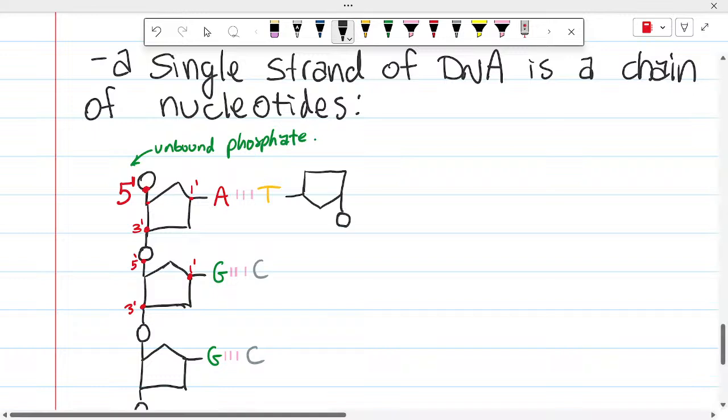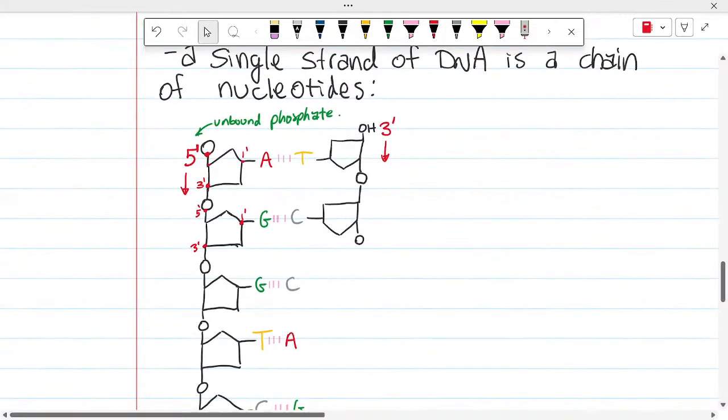And what we get is actually this structure here. And this is important because DNA is what we call an anti-parallel strand, which means that if on this side the 5 prime is at the top, on this side the 3 prime is at the top. Yeah, now you can draw it.